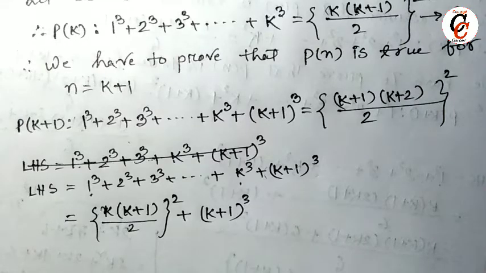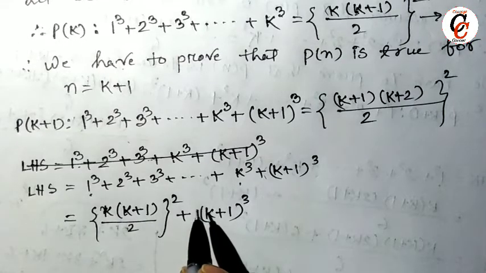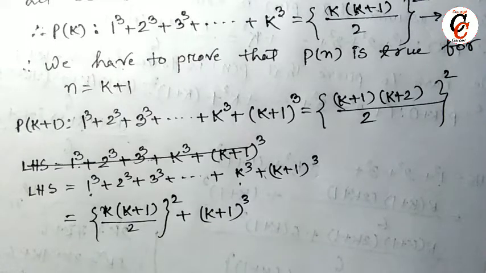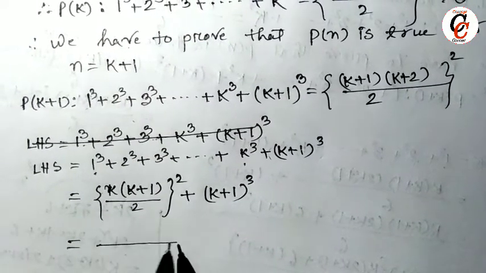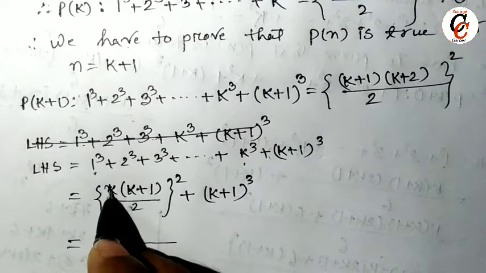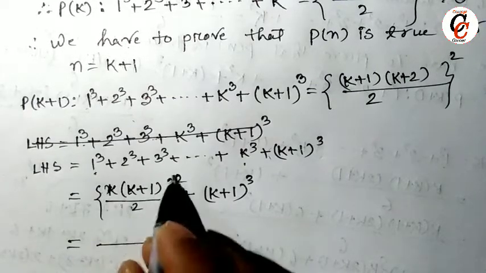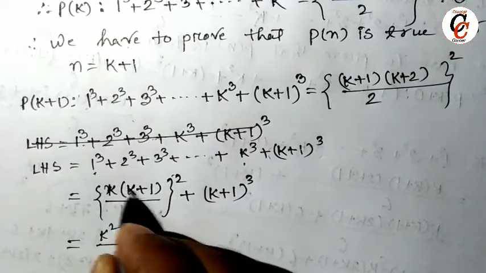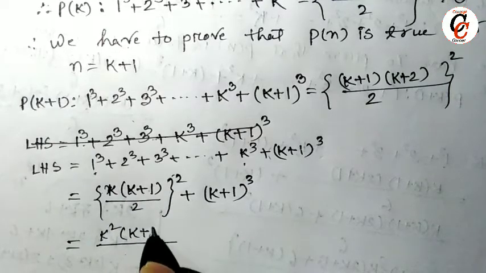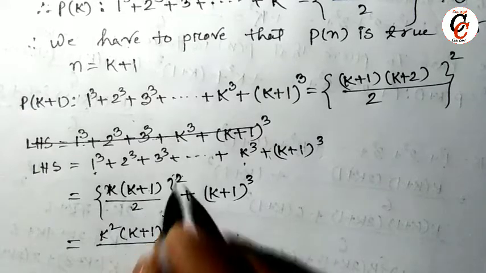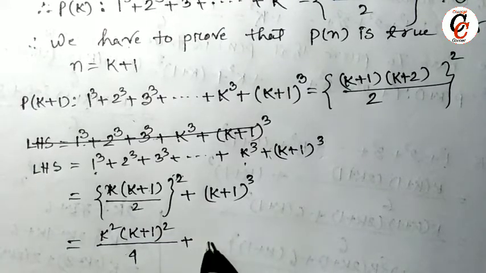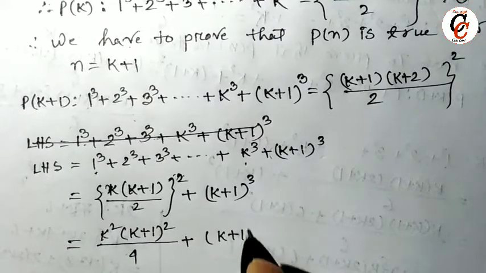So don't try to break this formula. If you break this formula, then it will be complicated. So if possible, we will try to take common from these terms. So from here, first of all, we can write whole square means what? K square, and here k plus 1 whole square. Don't break it. K plus 1 whole square, and 2 square means 4, and here k plus 1 whole cube.